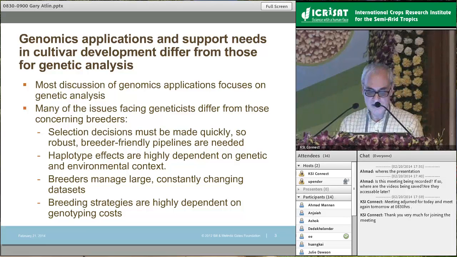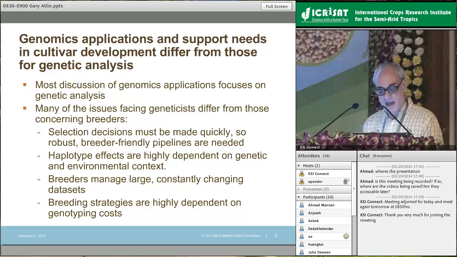They also manage large and constantly changing and growing data sets. And in fact, the management of these databases and their development is, in my opinion, the key problem that we face in applying genomics. Not the pipelines, not the methodology at this point, but actually getting the databases into a shape that they can actually be exploited.